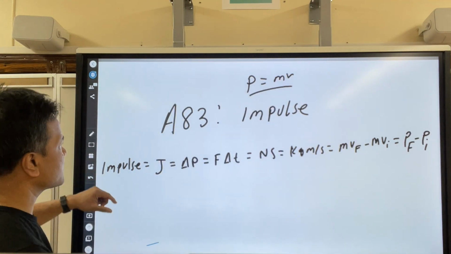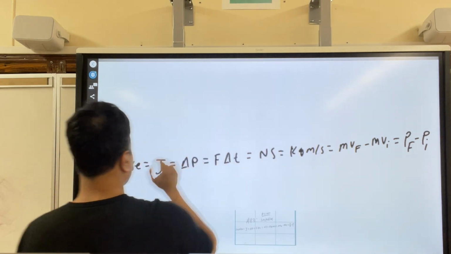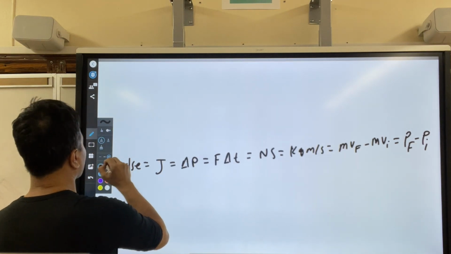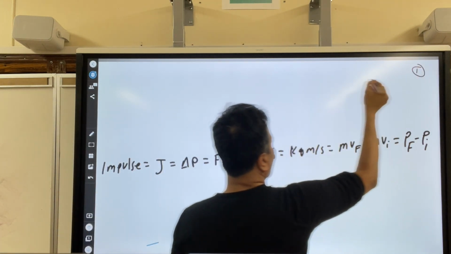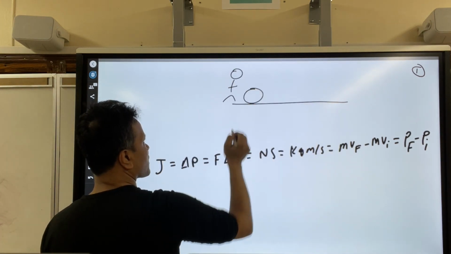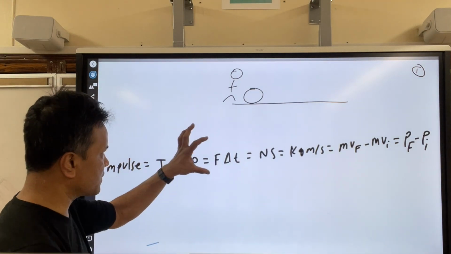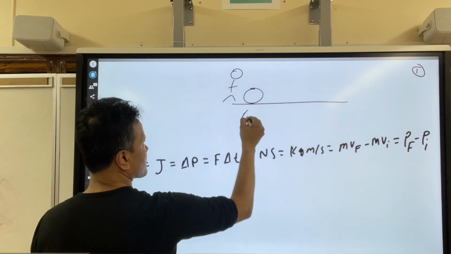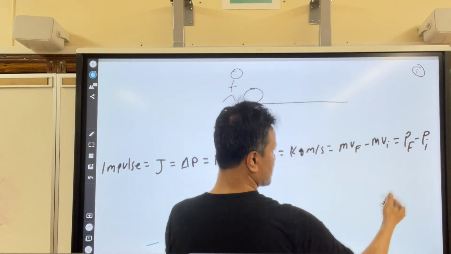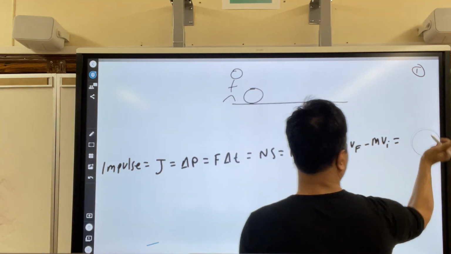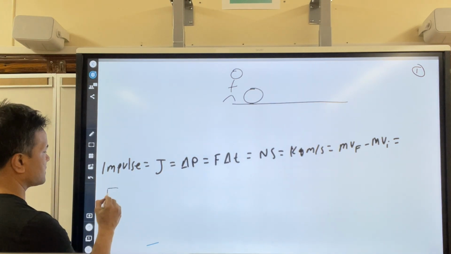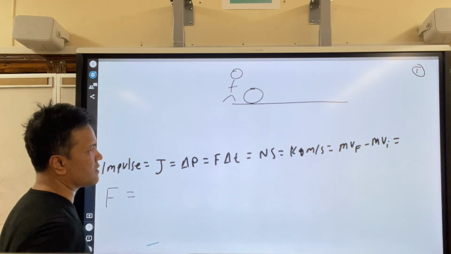All right, so let's give you the first problem. Problem number 1. Let's say there is a field, there is a soccer ball, there is a man trying to kick the soccer ball. We want to find two things. We want to find the impulse. How much would the impulse be? And then we're going to find the F, the force that the person exerts on the ball.